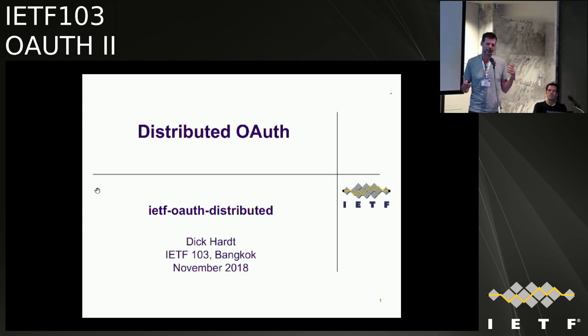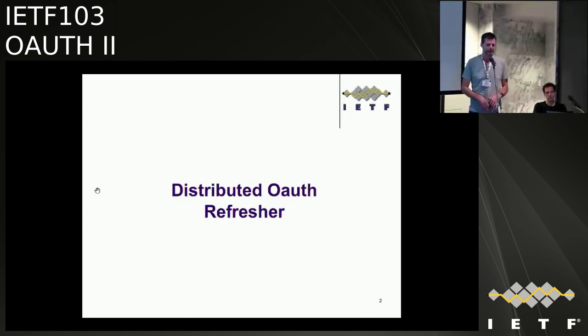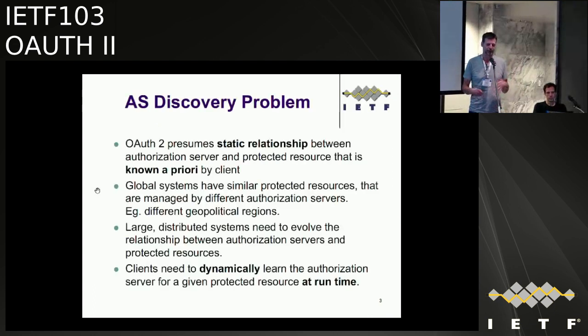So the idea of distributed OAuth is as things scale out, we end up with much larger systems where there's a bunch of different relationships. In OAuth 2, it's sort of presumed that there was one AS managing a protected resource, and that the client knew the AS for a protected resource beforehand. In global systems, it becomes more dynamic, and you want to learn the AS for a resource, which allows you to change it.